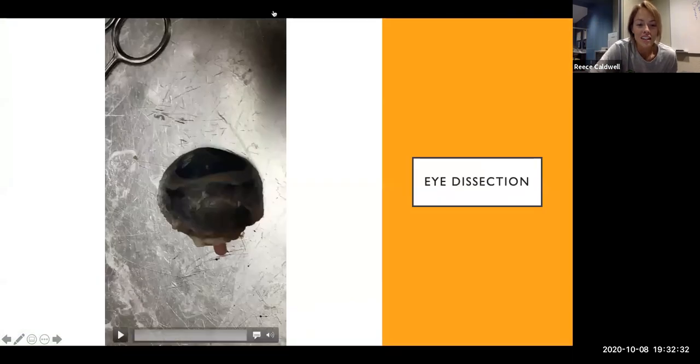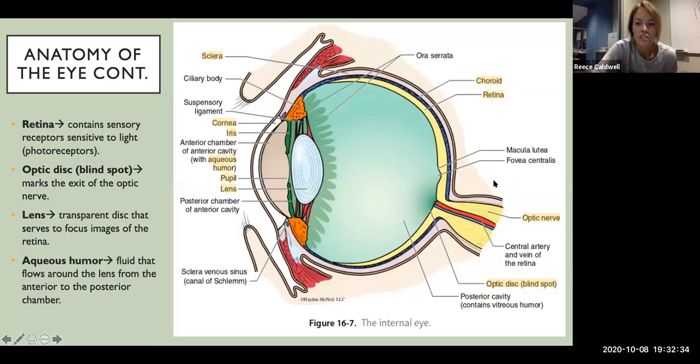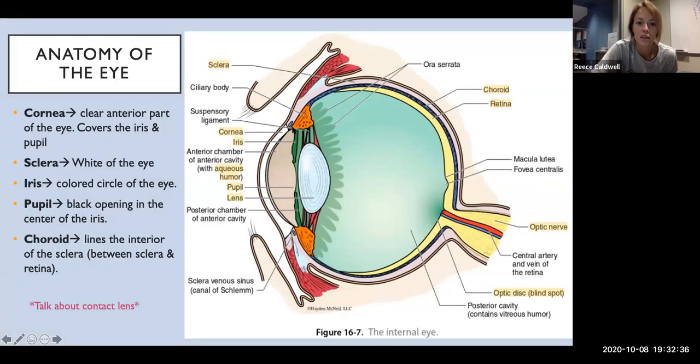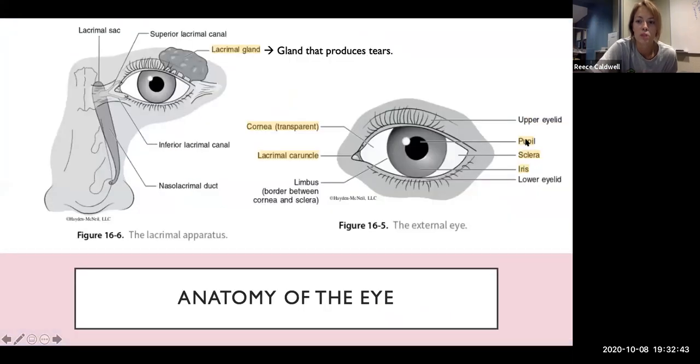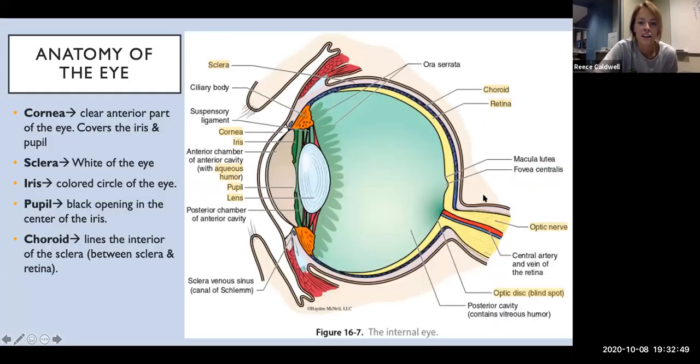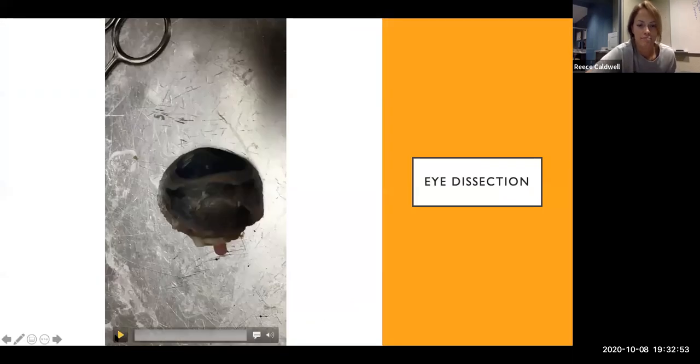So here's our eye dissection. Let me real quick tell you what I would want you to be able to label here. Pretty much what I would want you to be able to label is just the pupil, the sclera, and the iris. That's about it. So the most basic part of the eye. So yeah, let's watch our eye dissection.